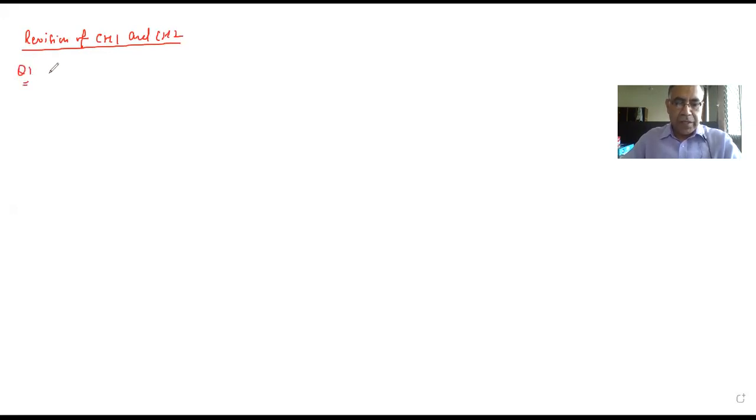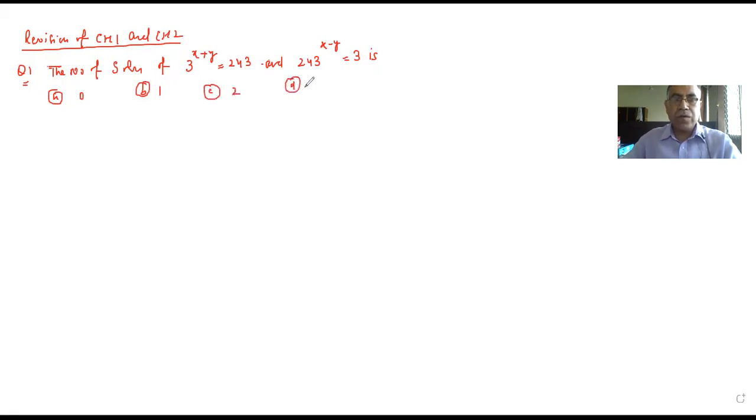So today's question number 1: the number of solutions of 3 raised to power x plus y equal to 243 and 243 raised to power x minus y is equal to 3 is: 0, 1, 2, indefinite.